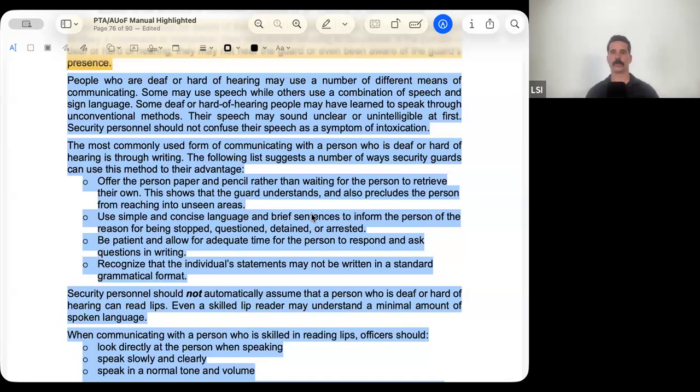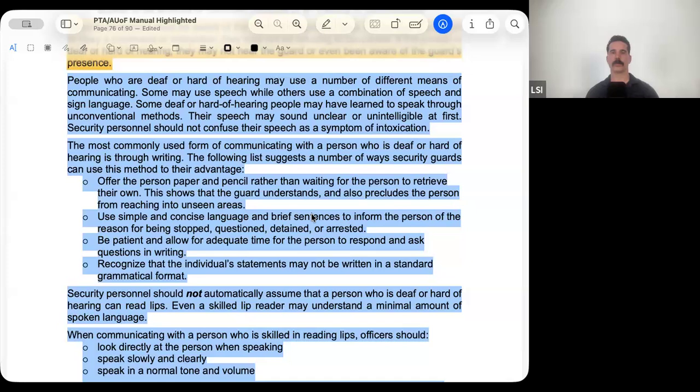The most commonly used form of communicating with a person who is deaf or hard of hearing is through writing. The following list suggests a number of ways security guards can use this method to their advantage. Offer the person paper and pencil rather than waiting for the person to retrieve their own. This shows that the guard understands and also precludes the person from reaching into unseen areas.